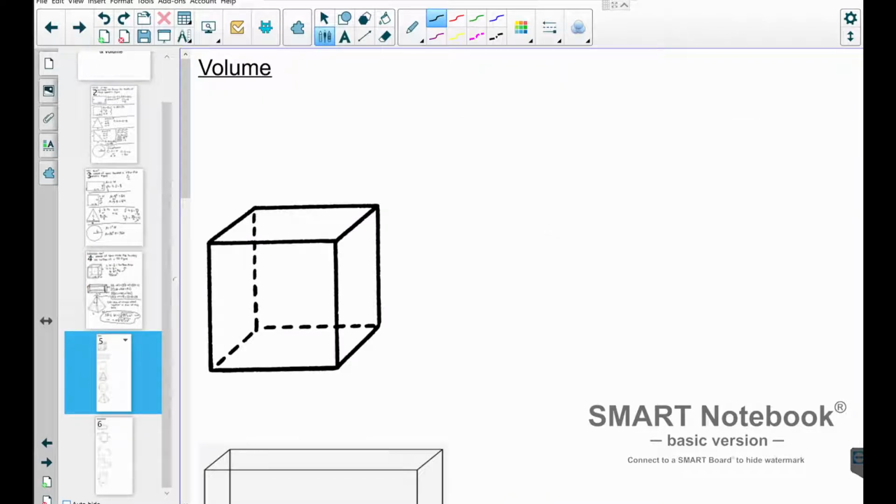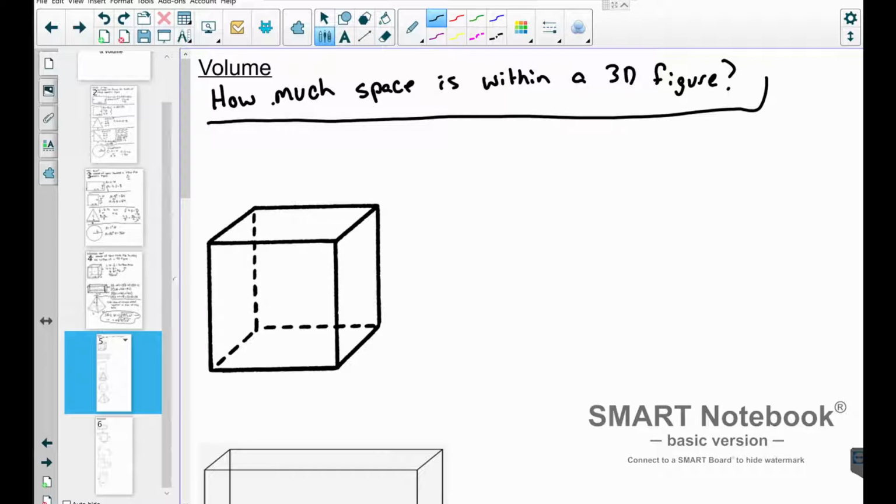Let's move on to volume. Now, volume is actually a little bit different from the other ones. It's more similar to area than it would be perimeter when it comes to the formulas, but it's important to be able to differentiate between the three. So the volume is, I always like to think of how much space is within a 3D figure. That's the question you're really trying to answer when you get the volume. So the volume is the answer to that question.